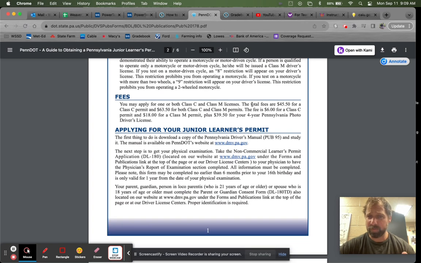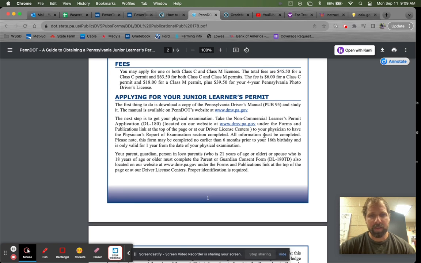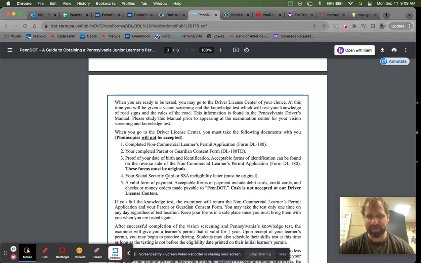The fees have gone up just in the past year here. It used to be $35.50, then it was like $41.50, now it's $45.50. This talks about what you need for your permit, all right? And there's a couple items that are necessary. These items right here are really important.